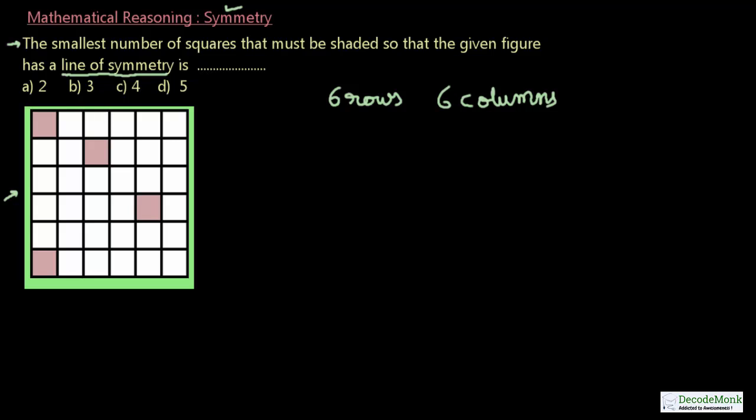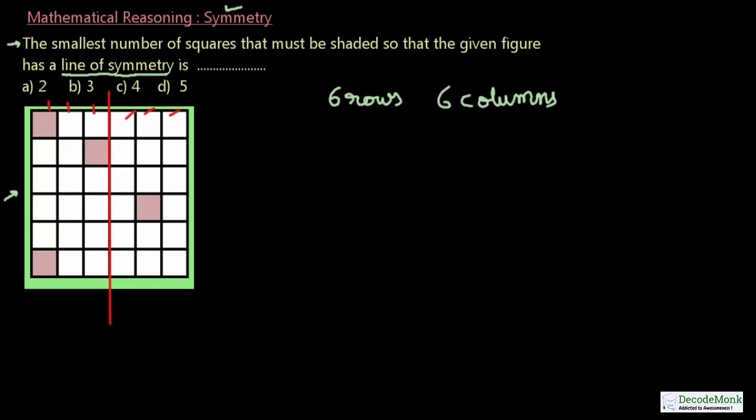We cannot have a line of symmetry passing through this portion. Why? Because in that case we will have 2 columns on the left hand side, whereas 1, 2, 3, 4 columns on the right hand side. So across this line, the left hand side and the right hand side are not symmetric. So the line of symmetry should exactly pass through this point. Then we have 3 columns on the right hand side and 3 columns on the left hand side.